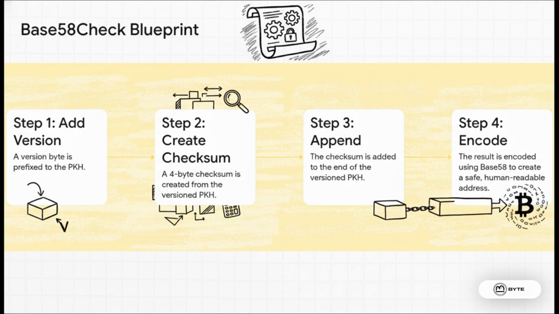This is a multi-step process designed purely for safety. A version number gets added, then a 4-byte checksum is calculated and stuck on the end. Now, this checksum acts as a built-in error detector. The whole thing is then encoded into a more human-friendly format called Base58, which avoids confusing characters like 0 and the capital letter O. The final result? A Bitcoin address that will actually reject a typo. It's a structure built entirely to prevent human error.